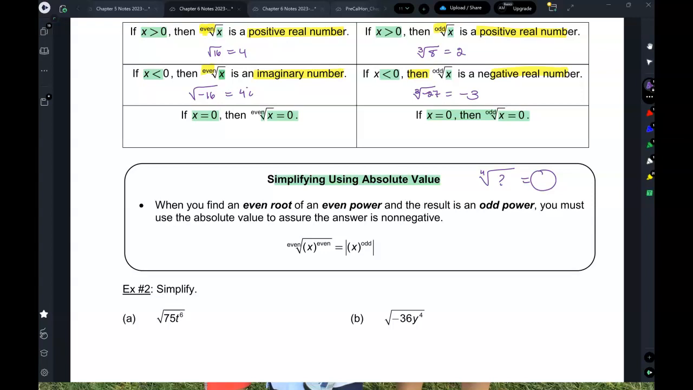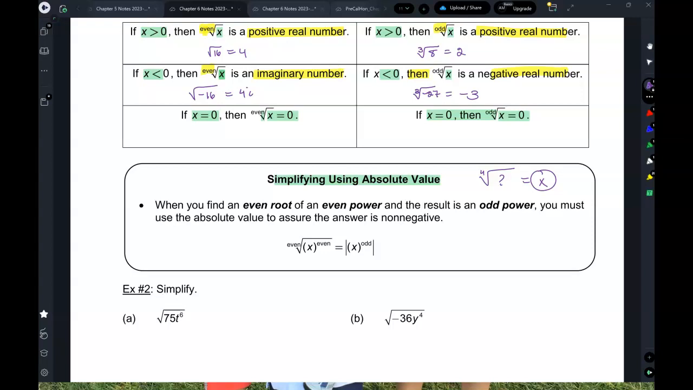So suppose you take the 4th root of something and you get 7. Okay, I have no issues there. Suppose I take the 4th root of something and I get x. Now I might have an issue, because if x is 4, then fine. But what if x was a negative number? That can't happen. I can't have a number come out of a 4th root and be negative, correct?